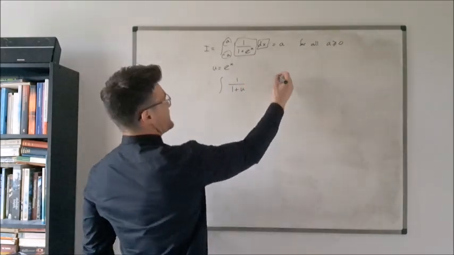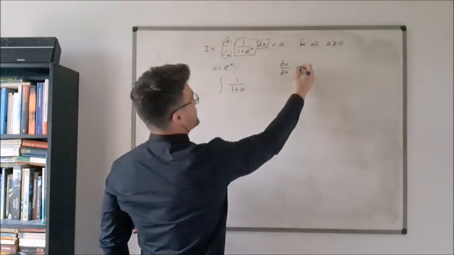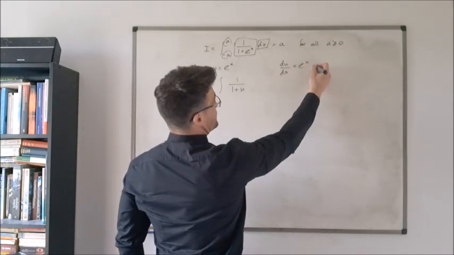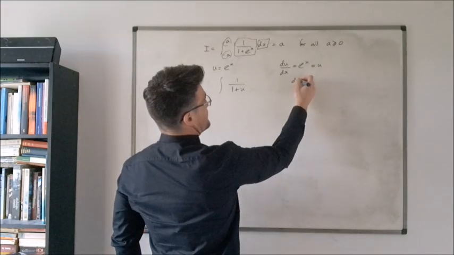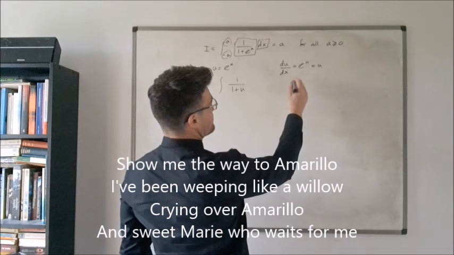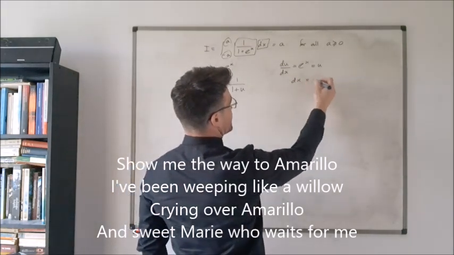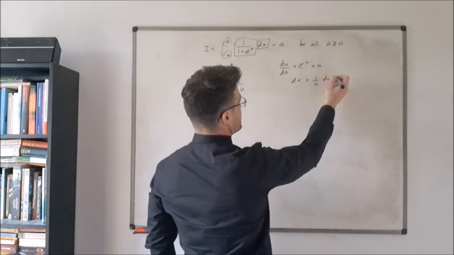Okay, so how do I get rid of the dx? I differentiate my substitution, and I get e to the x, which of course is equal to u. That means, therefore, that dx, we do a naughty step here, I guess, we multiply through by dx, divide through by u, and we get something like 1 over u du.